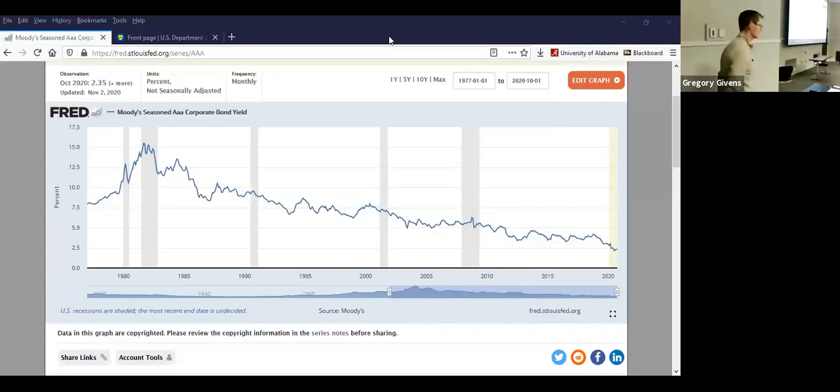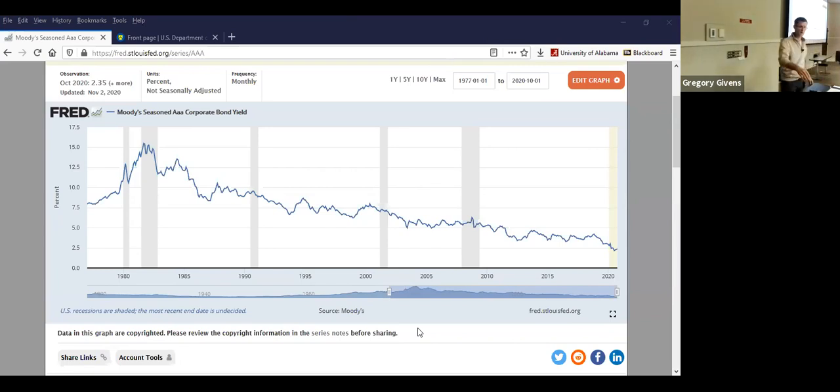I don't want you to believe me. Let's take a look at the data. So here is some interest rate data from the St. Louis Fed website. This is the Moody's AAA corporate bond yield. So this is one example of an average of corporate interest rates on corporate debt. Those gray bars there show the recession dates, okay?